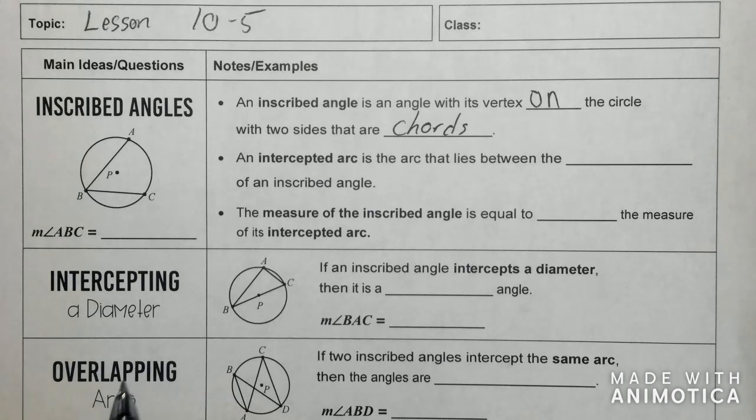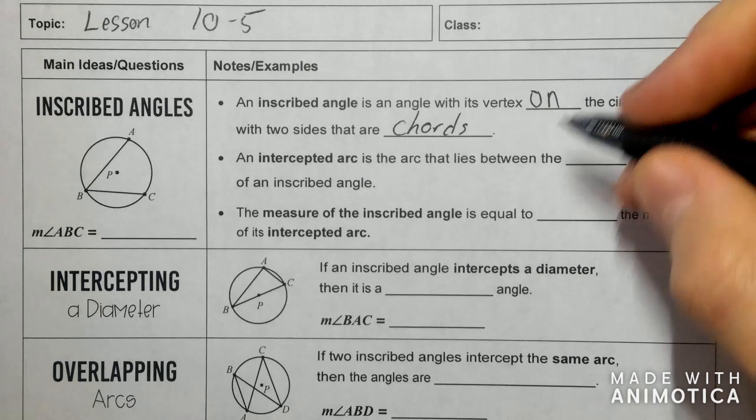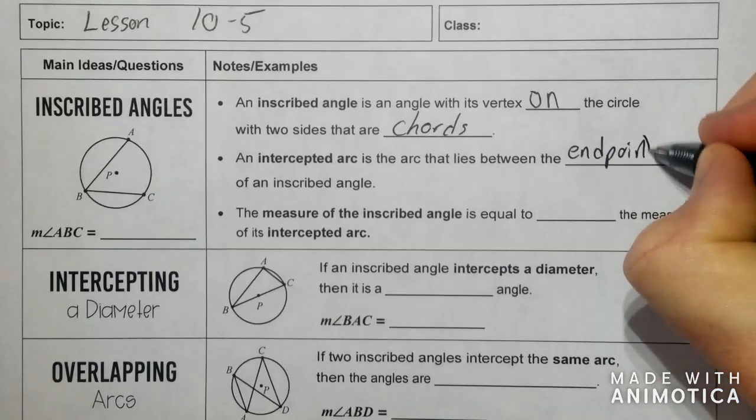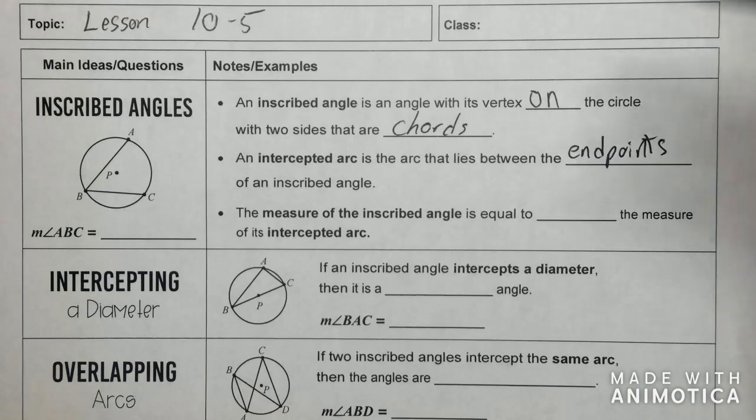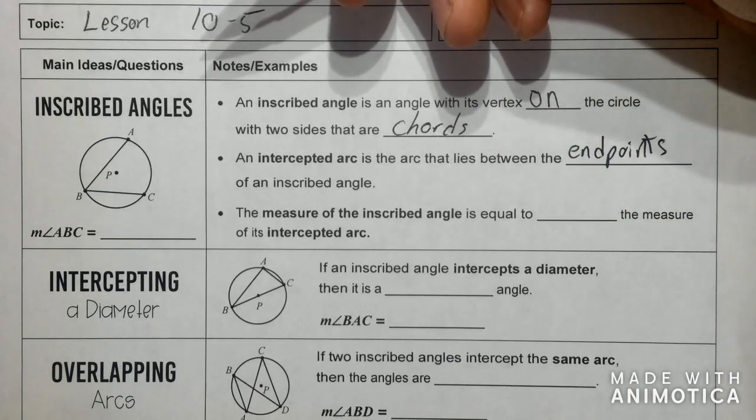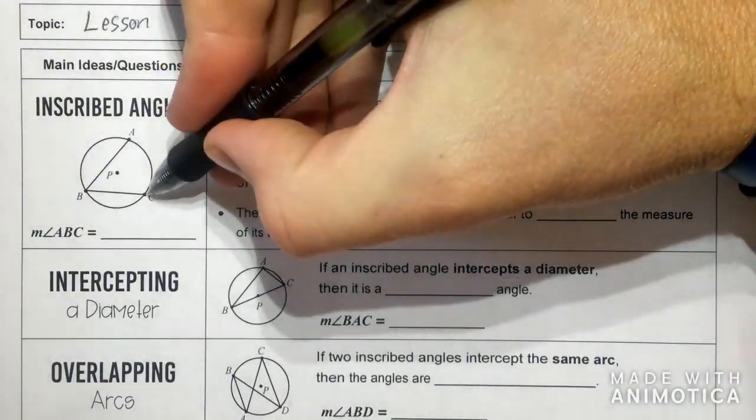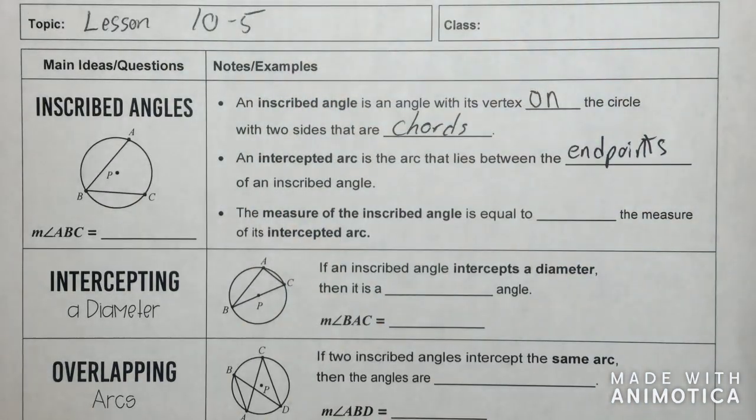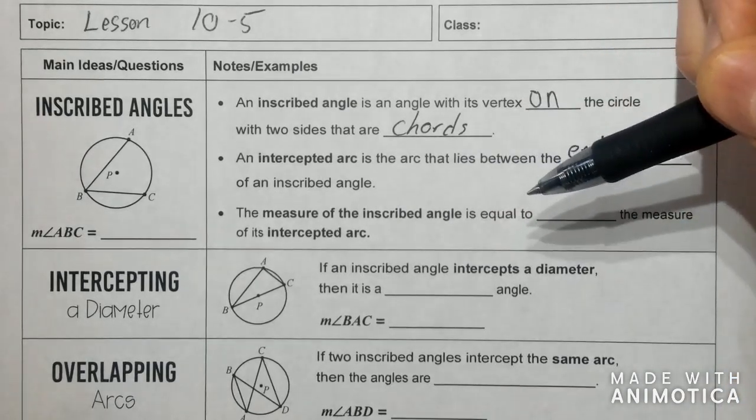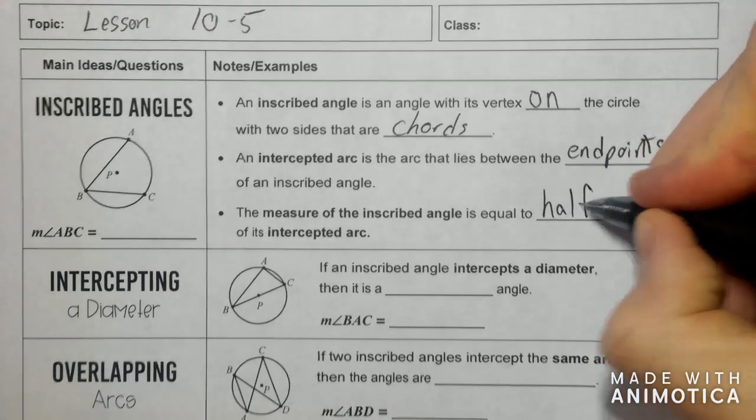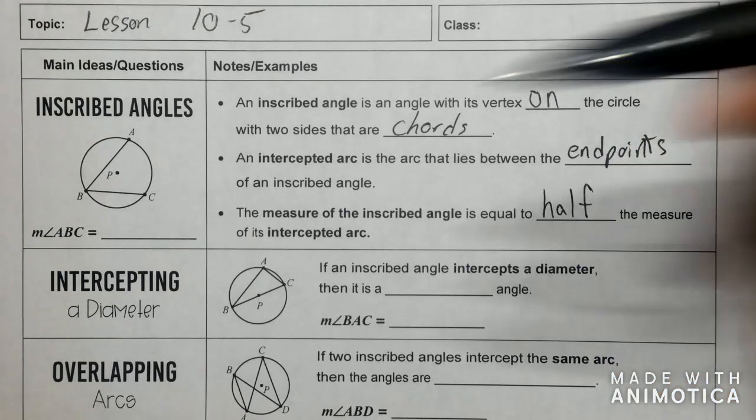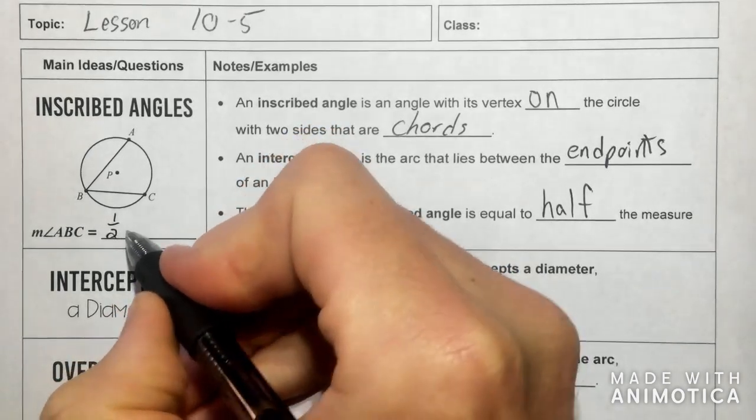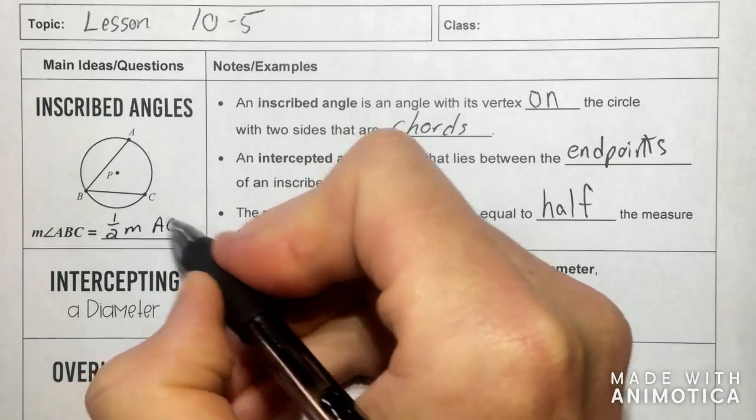Alright, an intercepted arc is the arc that lies between the endpoints of an inscribed angle. So the arc that is intercepted is arc AC, because it's between these two endpoints A and C. The measure of the inscribed angle is equal to half the measure of the intercepted arc. So the measure of this angle ABC is going to be half the measure of arc AC.